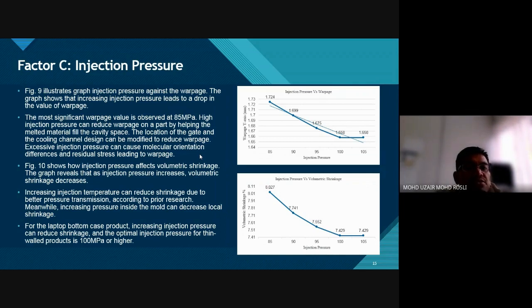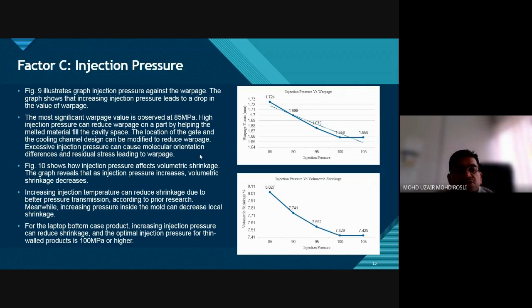High injection pressure can reduce warpage on a part by helping the melted material fill the cavity space. So the location of the gate and the cooling channel design can be modified to reduce warpage. Excessive injection pressure can cause molecular orientation differences and residual stress, leading to warpage.